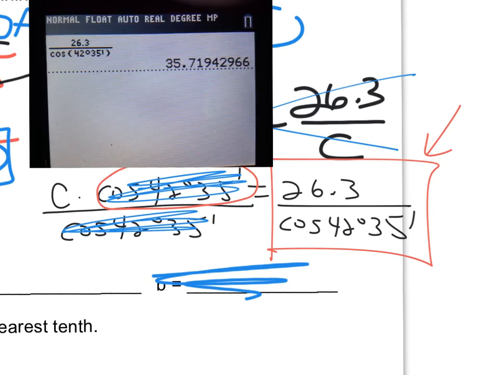So here it turns out that little c is going to be, to the nearest tenth, because it says sides to the nearest tenth, 35.7.